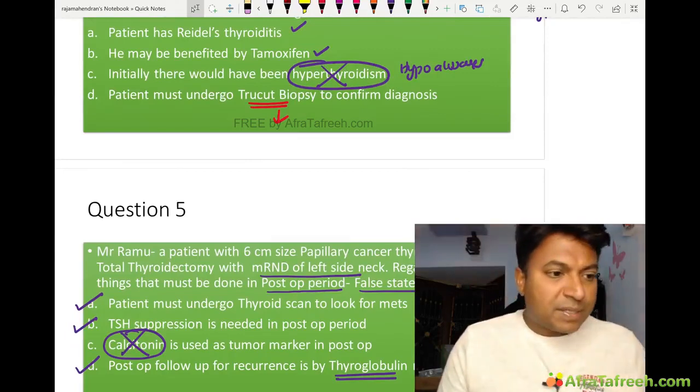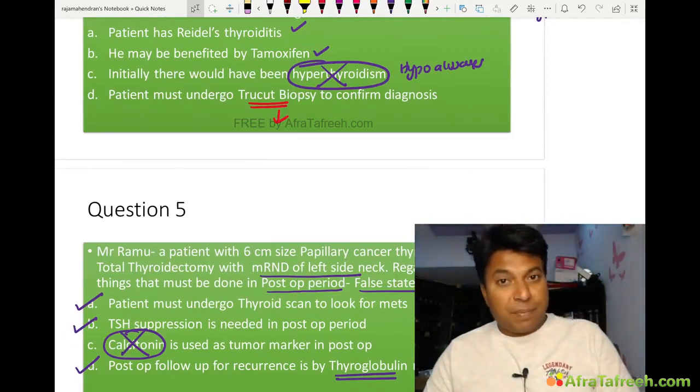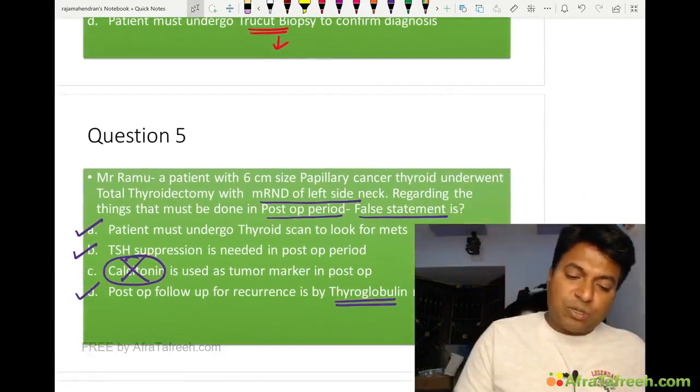Okay, that is true. Yes, that's correct. Hashimoto's thyroiditis can have hyperthyroidism. Riedel's will never have hyperthyroidism. So this here is called calcitonin, which is not a tumor marker.